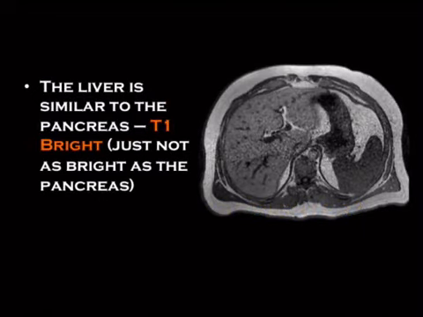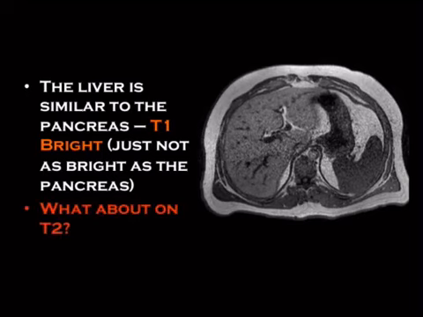So on T1, normally the liver is brighter than the spleen. And the way that I remember this is that the pancreas is full of enzymes. It's T1 bright. The liver is also full of enzymes. Therefore, it's T1 brighter relative to the spleen. Pancreas is still the brightest.